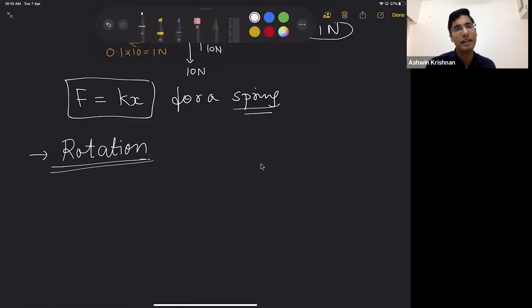Work and energy chapter we'll do later because it has less weightage for NEET. So we'll first do rotation and then do work and energy later. We'll do the important weightage chapters first. After that, go to the less weightage chapters.